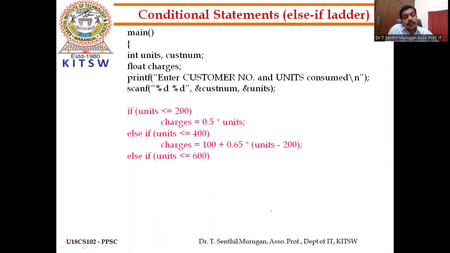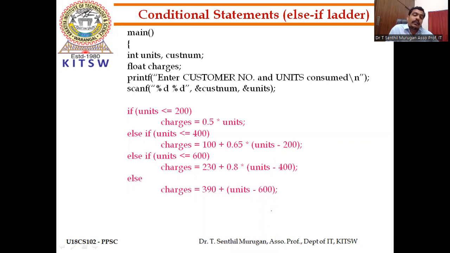So here we have to check: if the second condition also fails, it means the reading is not less than 400. So it may be 401. So up to 600 we are checking. If it is there, then it will calculate 230 rupees plus 80 paise per unit for units more than 400.